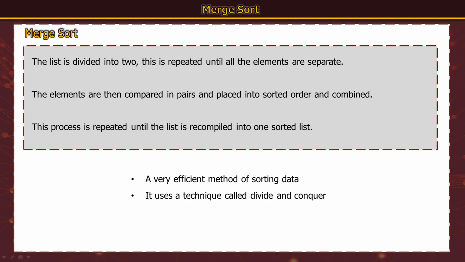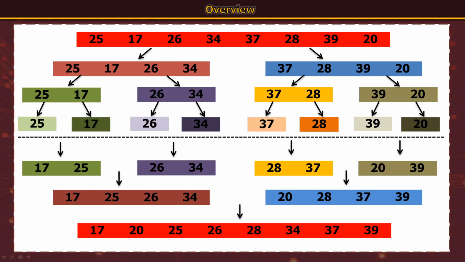A key advantage of the merge sort is it's an efficient and effective method of sorting data. The merge sort uses a technique called divide and conquer. Here is an overview of what a merge sort may look like. I'm going to explain what we aim to achieve.